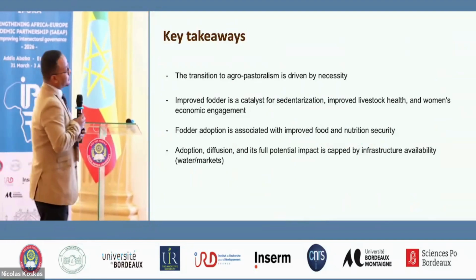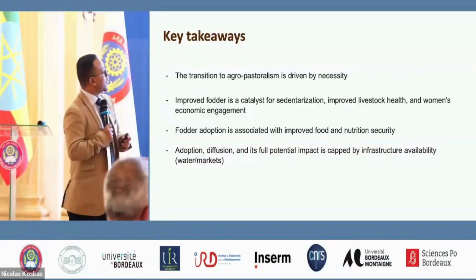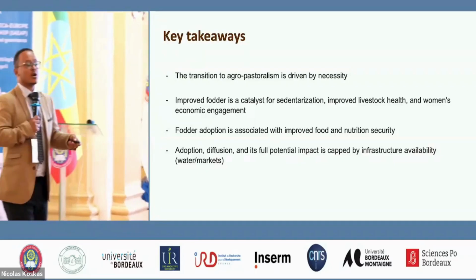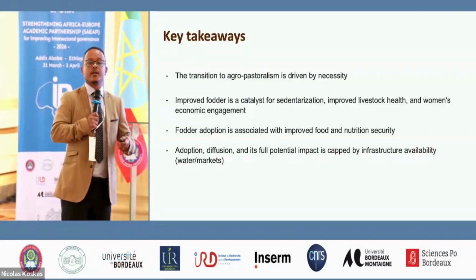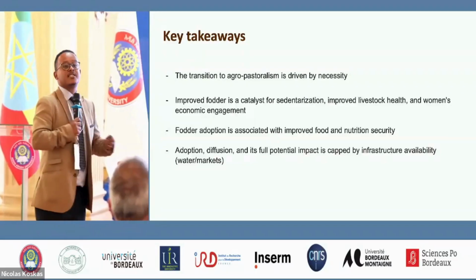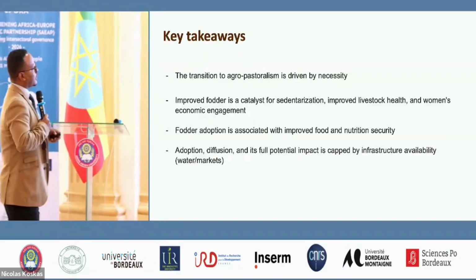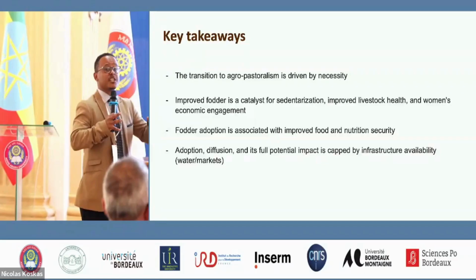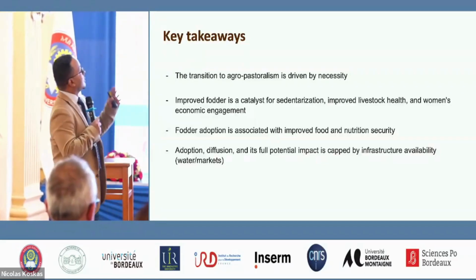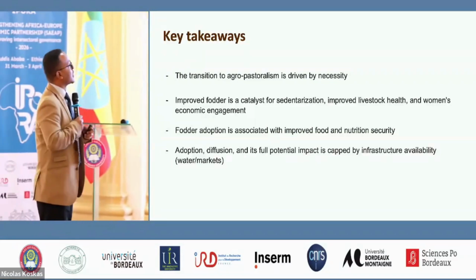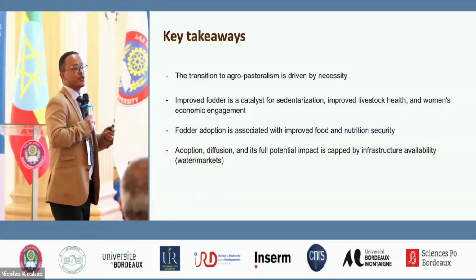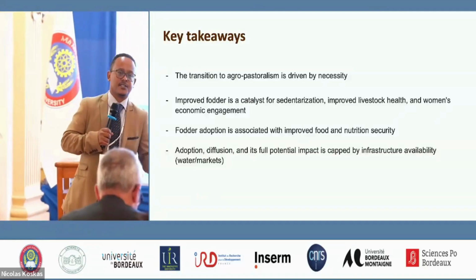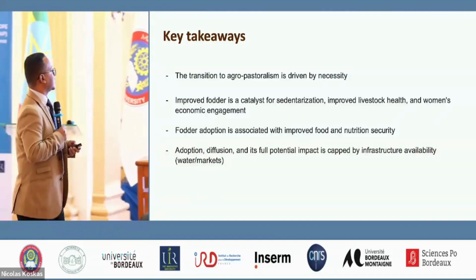So, key takeaways. We see a transition to agro-pastoralism in these areas, driven by necessity, those external shocks, and then the forage story giving an opportunity, but it's changing livelihoods. Improved fodder is a catalyst for sedentarization, improved livestock health, but also a reduction in the number of livestock, and women's economic engagement. Fodder adoption is associated with improved food and nutrition security, depending on how you measure it. In this case, based on the dietary diversity story that we have, and also the stunting reduction.